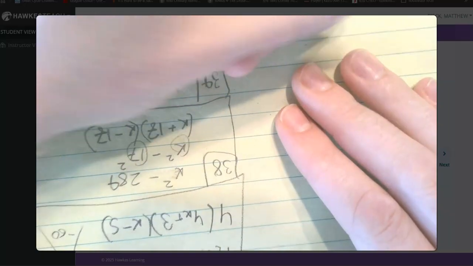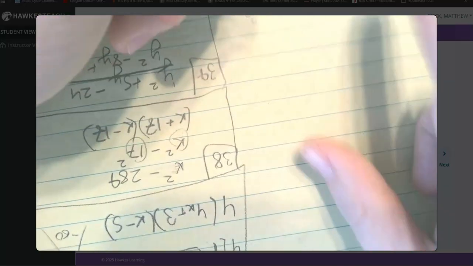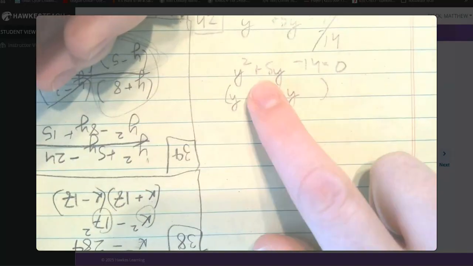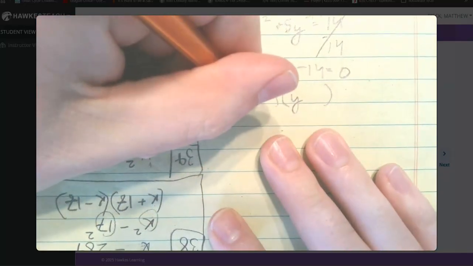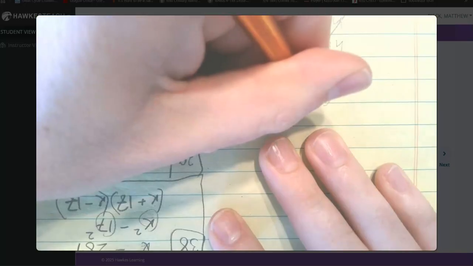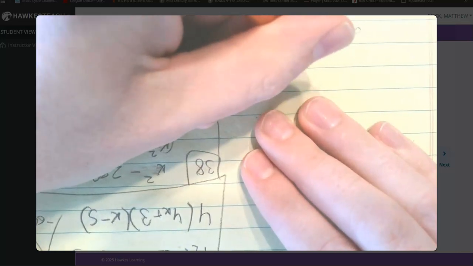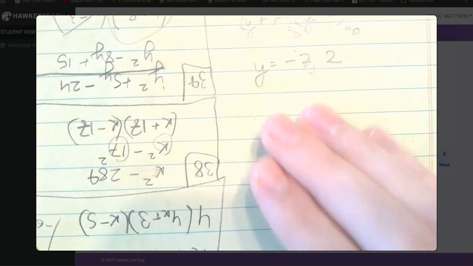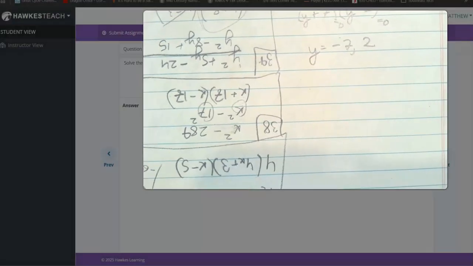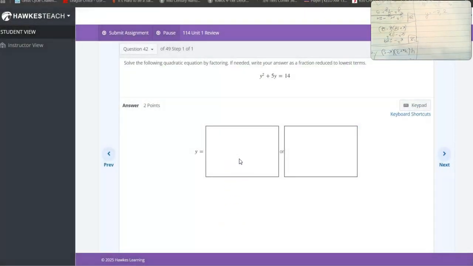All right, and then we're looking for two things that multiply to get negative 14 and add to get 5. So that'd be positive 7 and negative 2. And again, you can just set each factor equal to 0. So we have y equals negative 7 and positive 2.